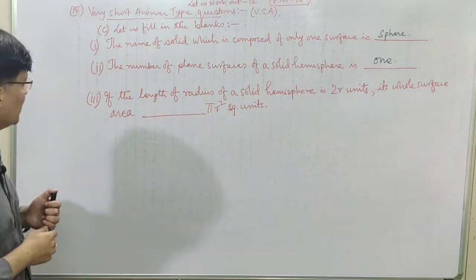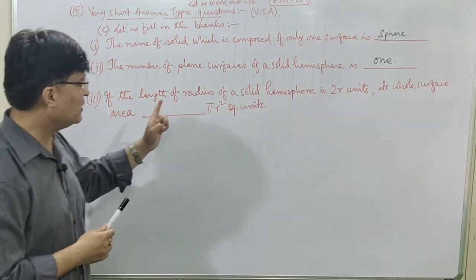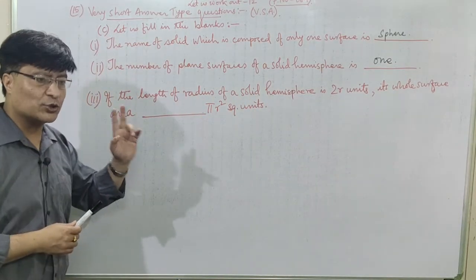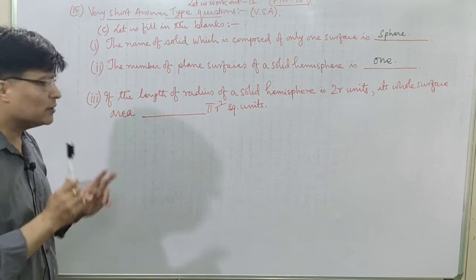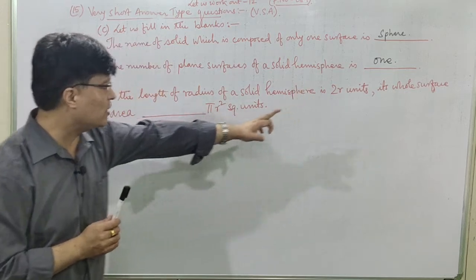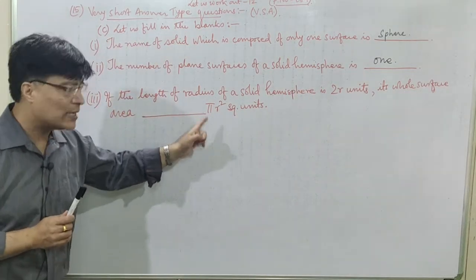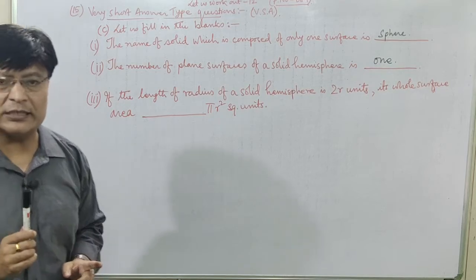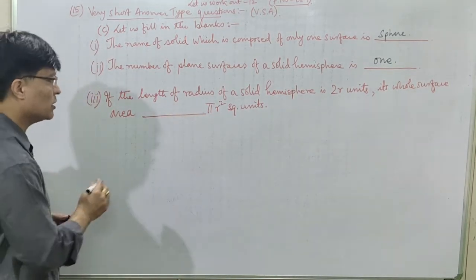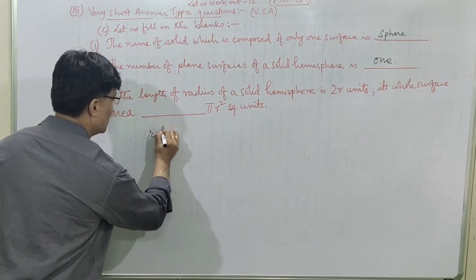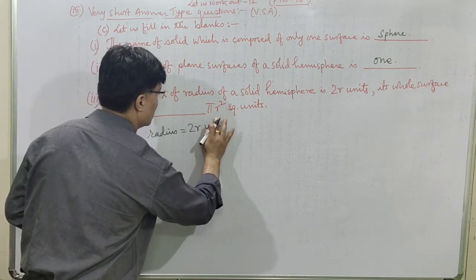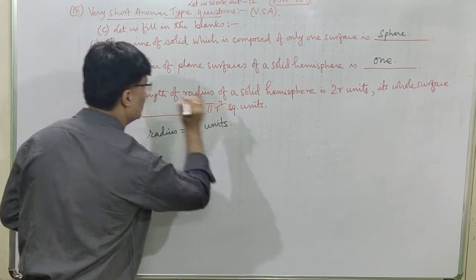So next, number 3. What is asked in number 3? If the length of the radius of a solid hemisphere is 2r units, that is, there is a solid hemisphere whose radius is 2r units, then its whole surface area is dash pi r square unit. You have to fill in the blank. Okay, now let's do the solution. What is the radius of the hemisphere? It is 2r units.